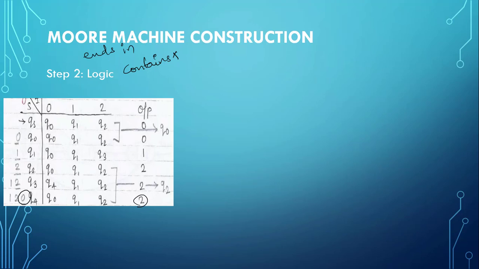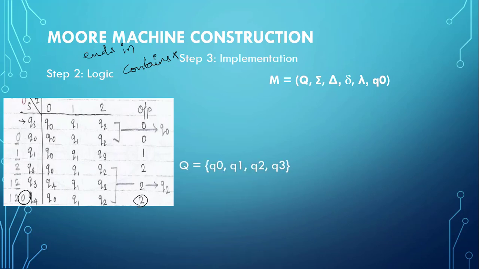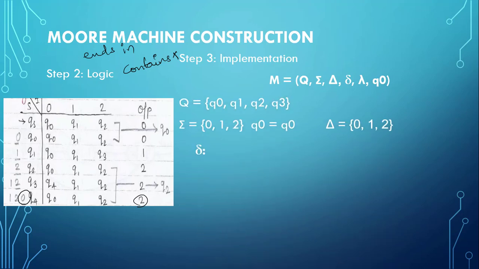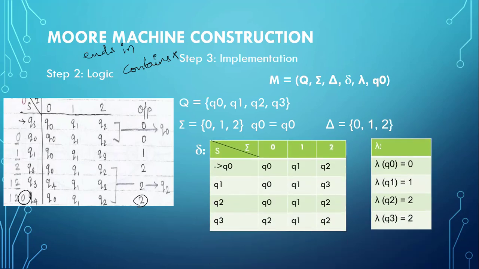As seen in the logic, we can merge QS, Q0 and Q2, Q4 as they have the same transitions, and the output symbols associated with those states are also the same. So now we will see in the implementation that Q will have Q0 to Q3 states. And after merging, the transition table will look as follows, where Q0 will become our start state, and the outputs associated with the states are 0, 1, 2, 2.